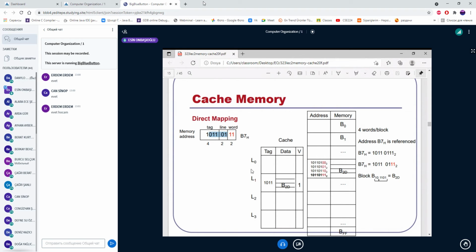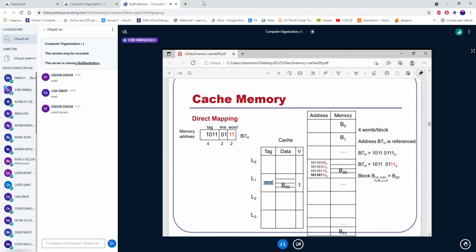So it will be mapped to line 1. Now that block will be mapped here, but to line 1, many blocks can be mapped. It may be block 1, block 5, block 9, or some other block, and also block 2D is mapped to line 1. So how can we check if this is block 2D or not? There is the tag field.